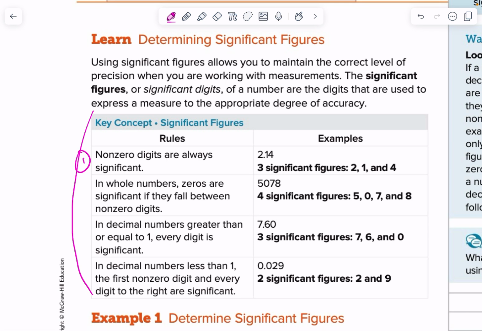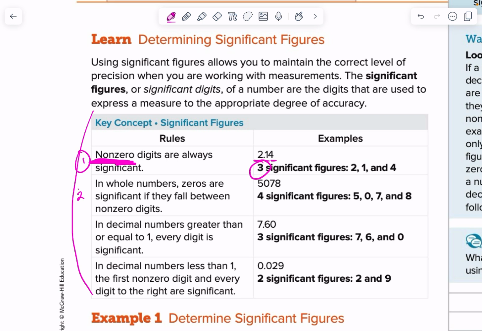So the first rule for sig figs is that anytime you have a number that is not a 0, it's considered significant, like any non-zero digits. So I'm going to underline the word non-zero. Any non-zero digits are always significant. So here I have 2.14. 2 is significant, 1 is significant, 4 is significant. That is 3 sig figs, or 3 significant digits. So no question about that, okay?